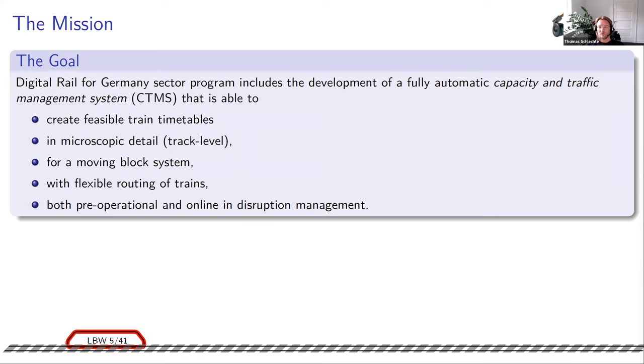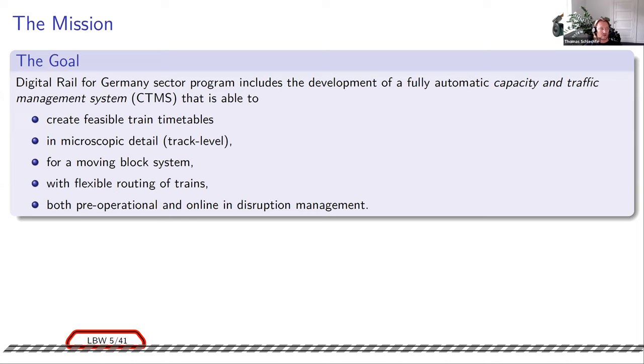So the overall goal of this project digital rail is to design a new capacity and traffic management system, which is much more than only optimization. And it should be able to create, of course, feasible train timetables. It should also respect the microscopic layer and all the details which you have to consider in rail timetabling. And of course, the challenge, the new thing, was to consider a moving block system where the safety system is slightly different to classical ones.